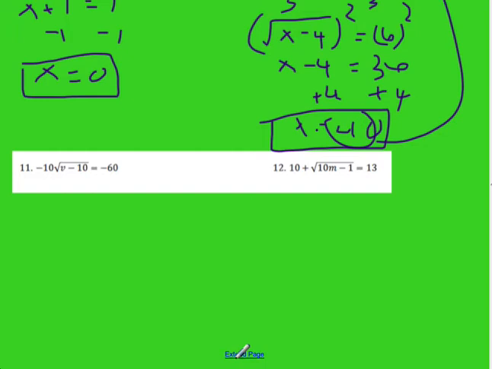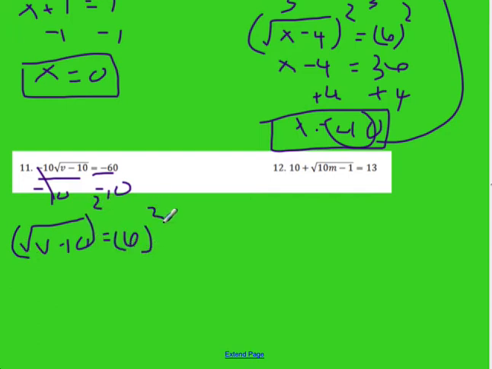Now, number 11, some students want to quit and give up and say, hey, it's set equal to a negative number, I'm done. But the isolated radical itself is not set equal to a negative number. So when you go to isolate the radical and you divide both sides by negative 10, you end up getting that v minus 10 is equal to a positive 6. Because once we isolated the radical and it was set equal to a positive number, there is actually a solution to this one. So we can go ahead and square both sides.